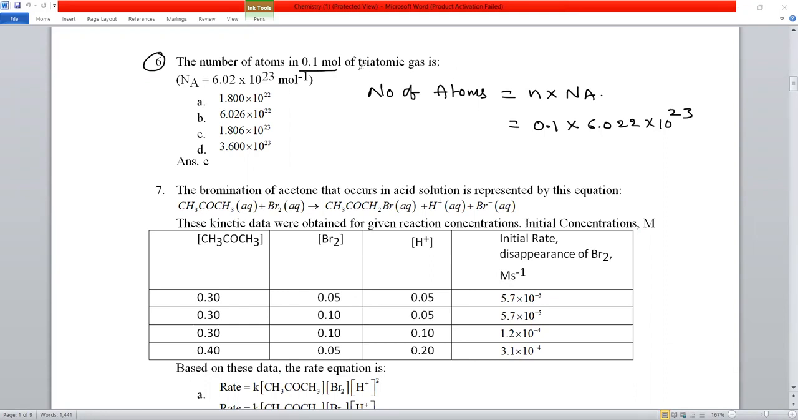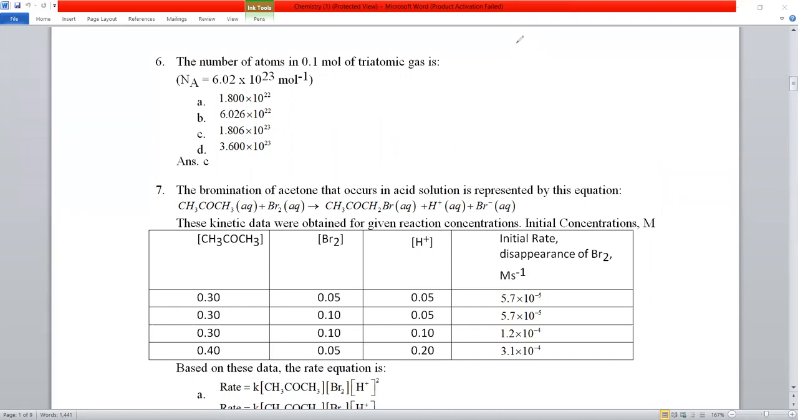But what gas are they talking about? It's a triatomic gas, so we have to take its atomicity into account. So 3 into 0.1 into 6.022 into 10 to the power of 23. On simplification we get option C, 1.8068 into 10 to the power of 23 as the answer.